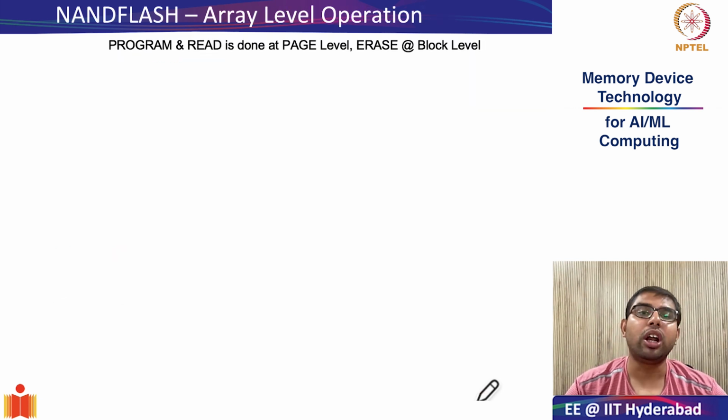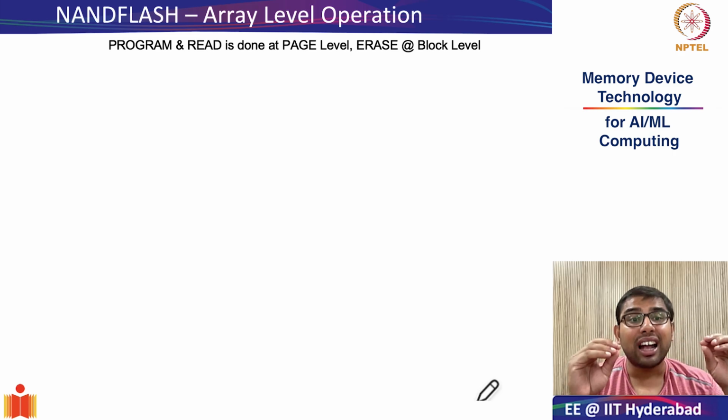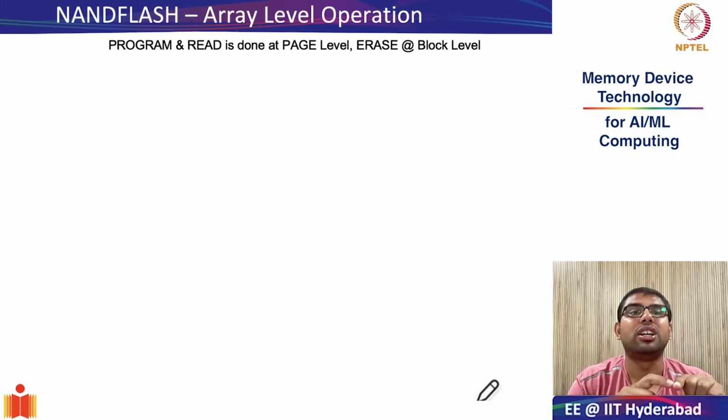Next, we started looking deeply into the array level operation biasing schemes for program, erase, and read. Now, erase was relatively simple. It was done at the block level. The program and read had a lot of intricate biasing mechanisms to ensure that only the correct page is programmed or read out.